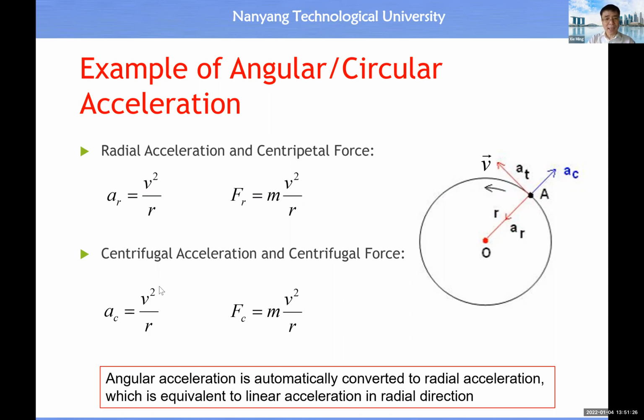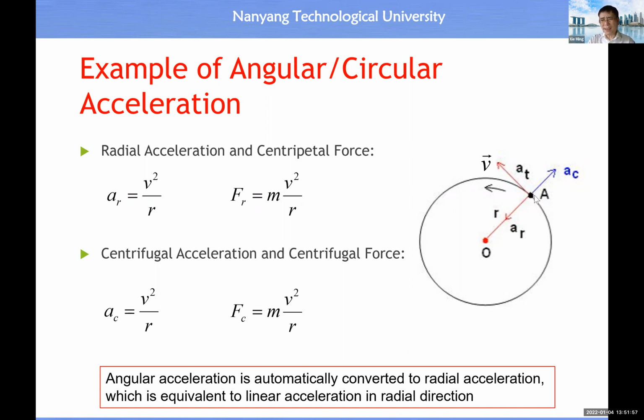And also we can talk about the centrifugal force and the centrifugal acceleration. So centrifugal acceleration is moving away from the center of rotation, and the centripetal force is to pull the object toward the center of the rotation. So these two accelerations are in opposite direction.